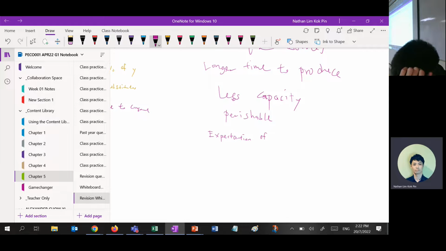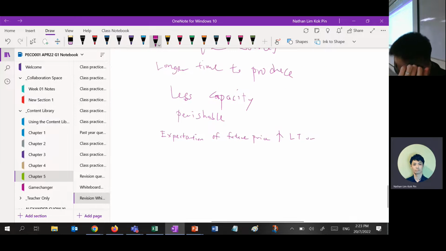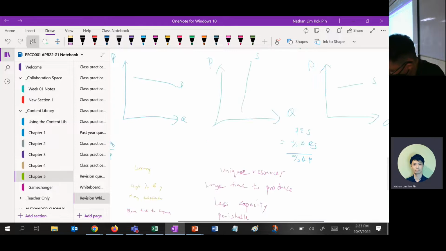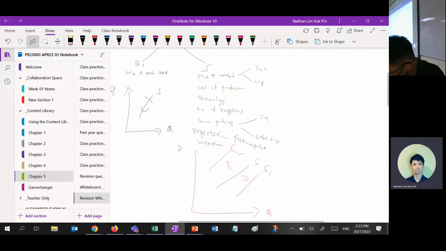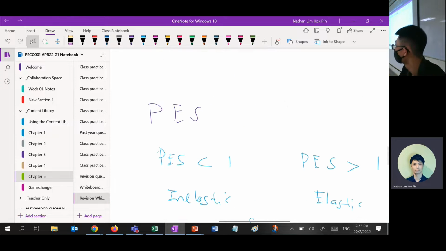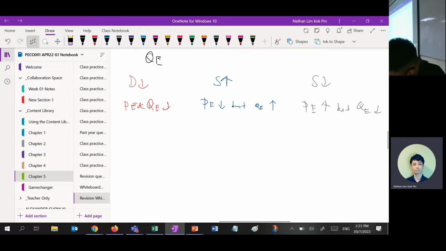In case expectation of future price increase, is it long term or short term? It's different. In terms of inelastic, is it long term or short term? It is short term. Okay. So this expectation of future price is not the same as the expectation of future price here. This one you have to add long term and short term. That one you don't need to add. Okay.